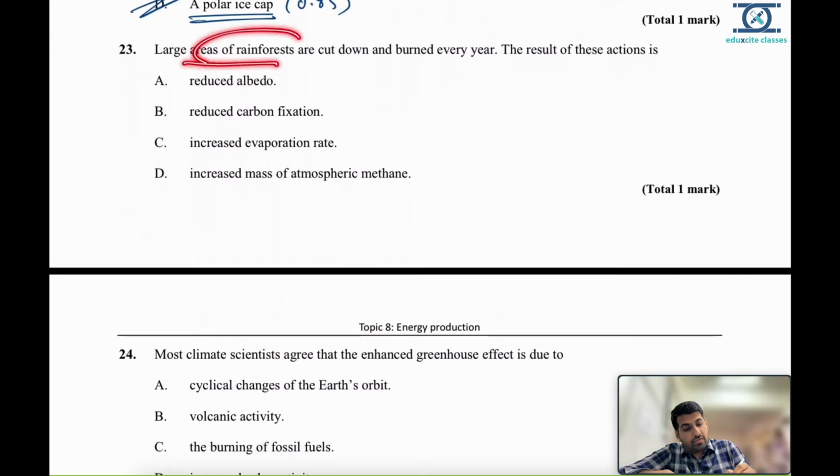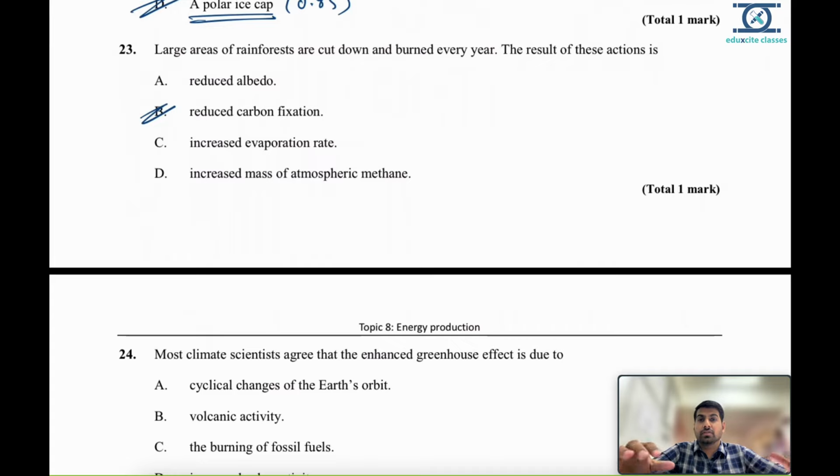Now large areas of rainforest are cut down and burned every year. This is the result of an increase in what? The carbon fixation will reduce, because the rainforests, forests and trees reduce carbon dioxide and produce oxygen. If they are cut down, then the amount of carbon present will increase, and as greenhouse gases increase, as a result the global temperature increases. So this will reduce the carbon fixation, which fixes the excess carbon dioxide or carbon present in the atmosphere. That should not happen. This is nothing but deforestation.